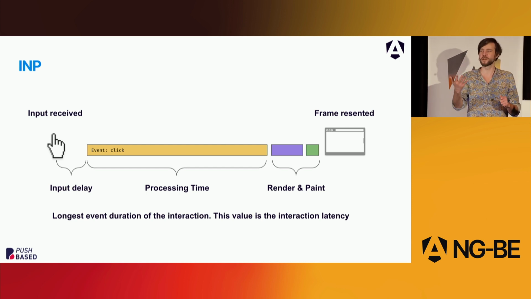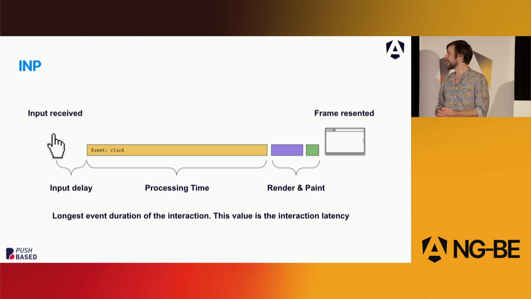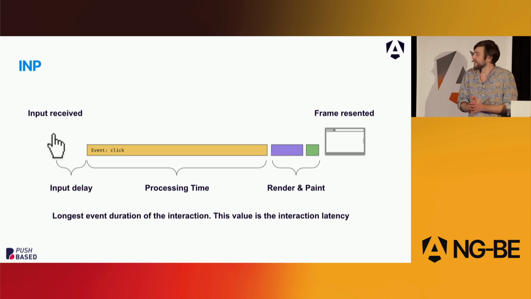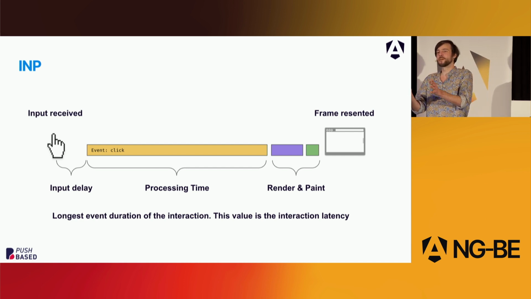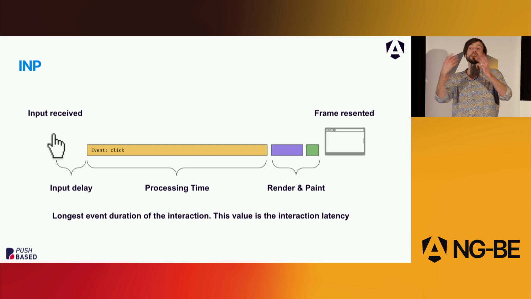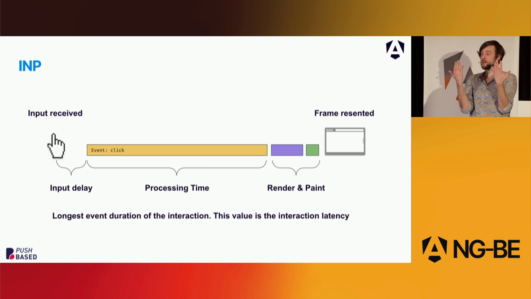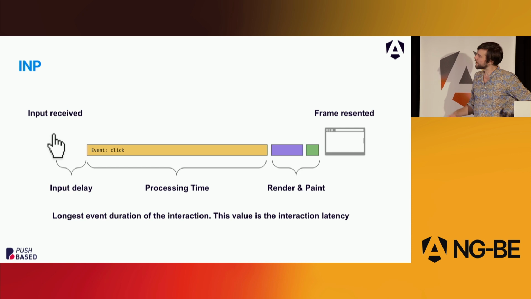The browser fires the event, happily processes your click handler, and then in many occasions the browser also changes something in your DOM, and then it has to render and paint that change. And when this is done, at some point, maybe the browser presents the new frame to you. You see all the different pixels in new colors. And that's the end of the interaction to next paint metrics.